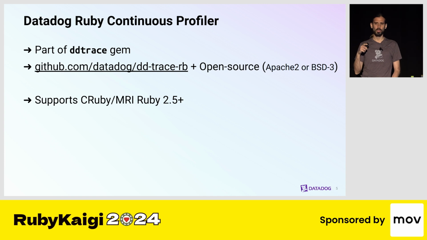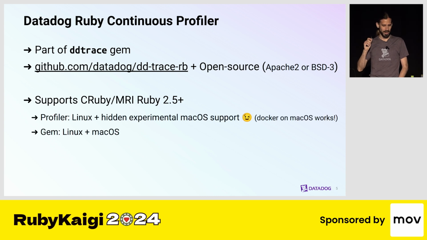It supports CRuby 2.5 and above, and actually, technically right now, on the current stable version, it's 2.3 and above, but we're going to release a new version where we're going to drop support, so 2.3 is hard. The profiler itself only really supports Linux and has some hidden experimental macOS support. But if you want to play with it on macOS, my recommendation is run it inside Docker. It runs really well. But the gem itself, you can run it on Linux, macOS, etc. It's just the profiler has some Linux-specific things that we still haven't ported to other OSs.